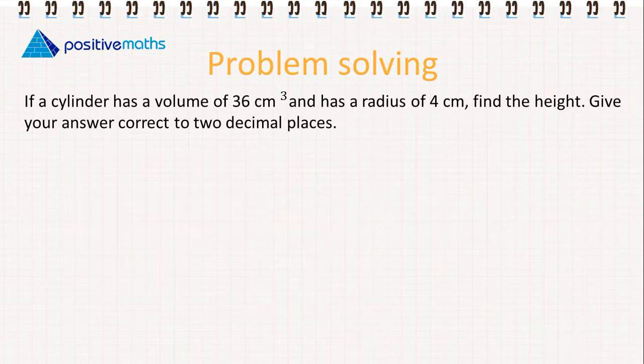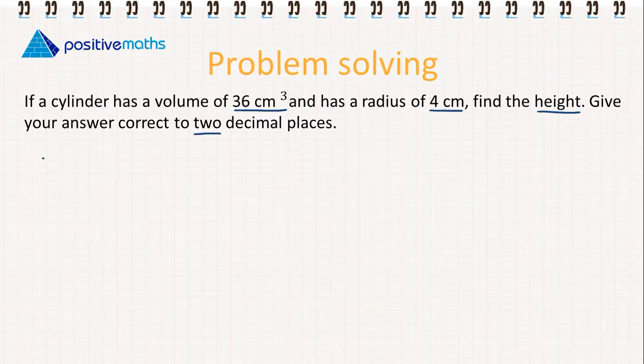Okay, next example. If a cylinder has a volume of 36 centimeters cubed and has a radius of 4 centimeters, find the height. Give your answer correct to two decimal places. So I'm just going through and underlining the important bits of information. Okay, so again, let's identify what we're going to do.